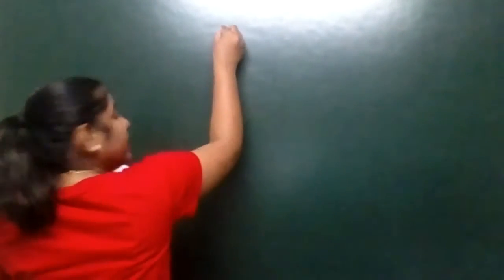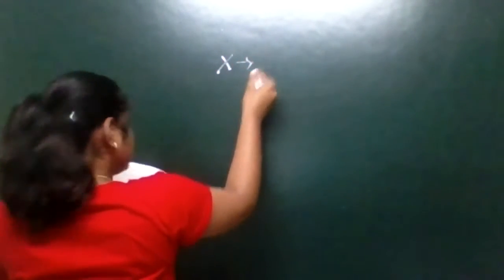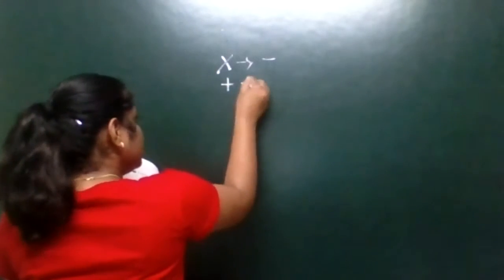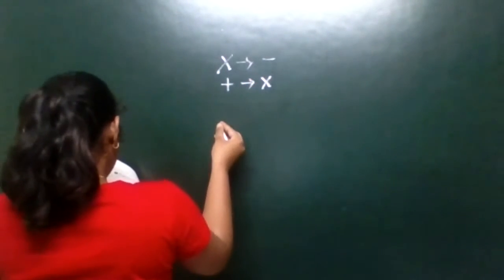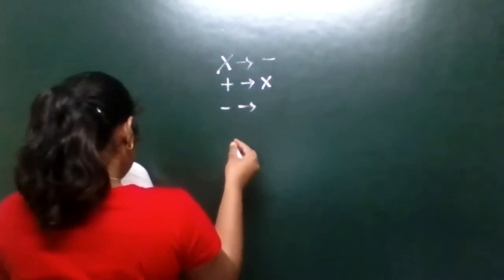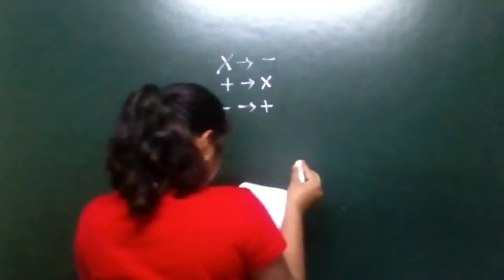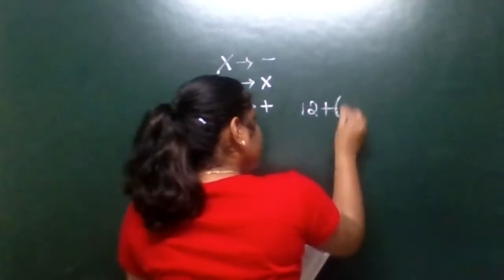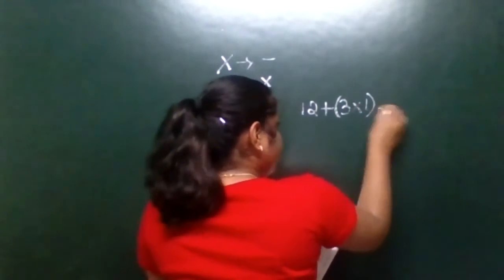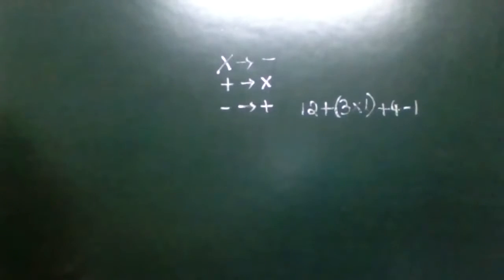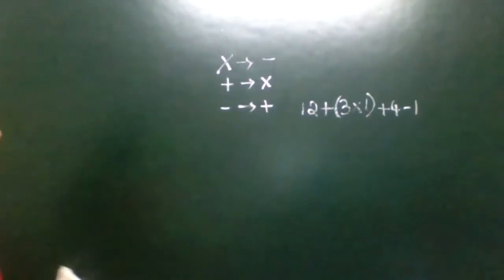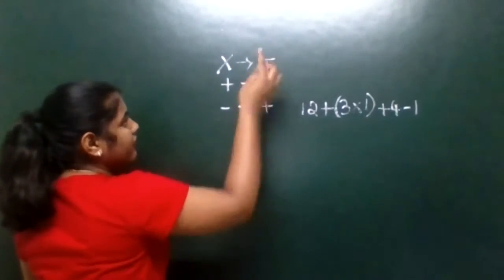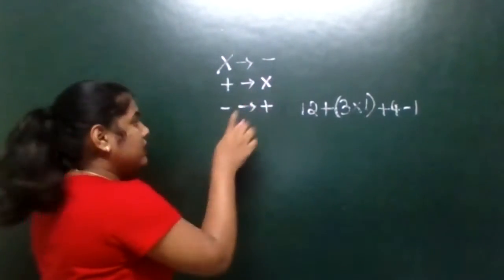Listen to me. One more problem I teach you. This is a different problem. Next problem is the next problem. Here multiplication means subtraction, plus means multiplication, and minus means addition. You have to find the value of 12 plus 3 into 1 plus 4 minus 1. Listen to me properly. Don't write anything. So here plus means into, and minus means plus.